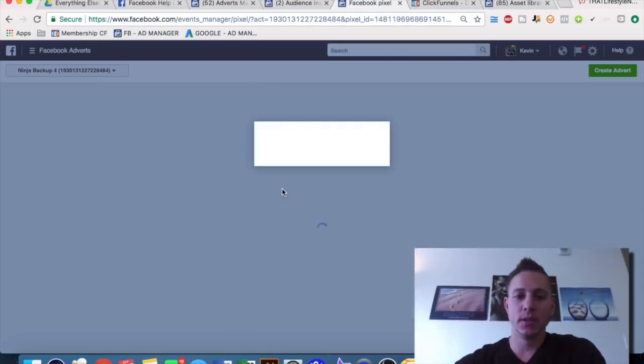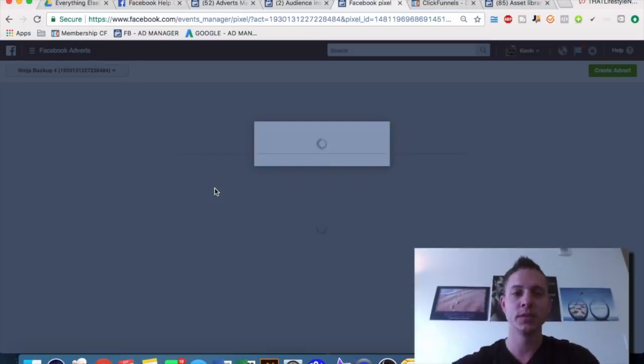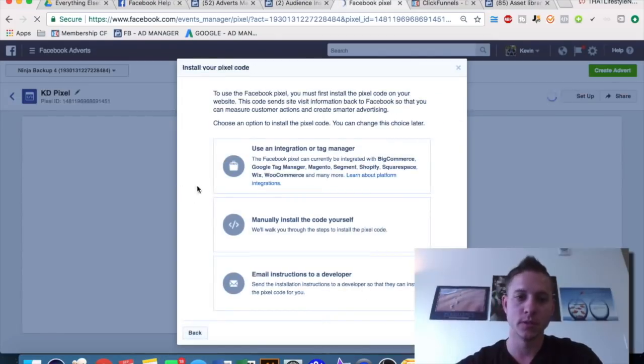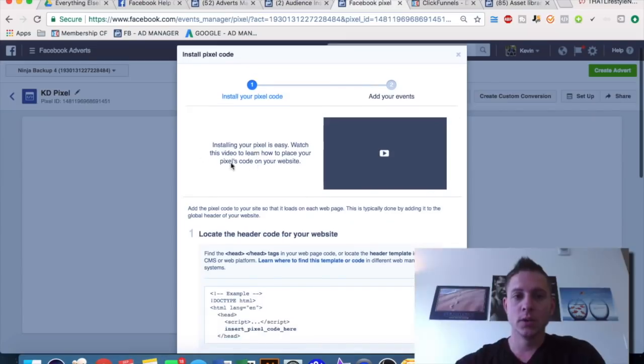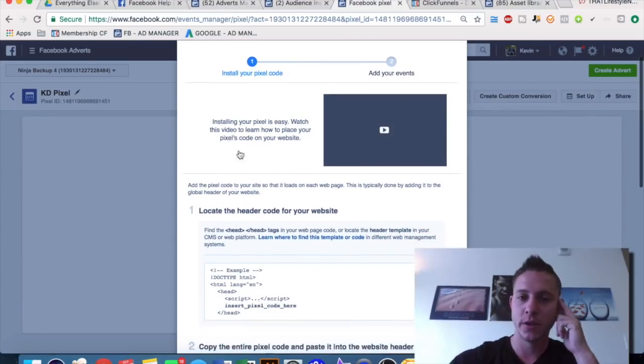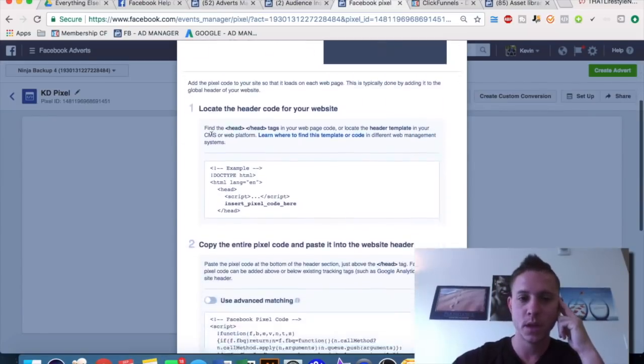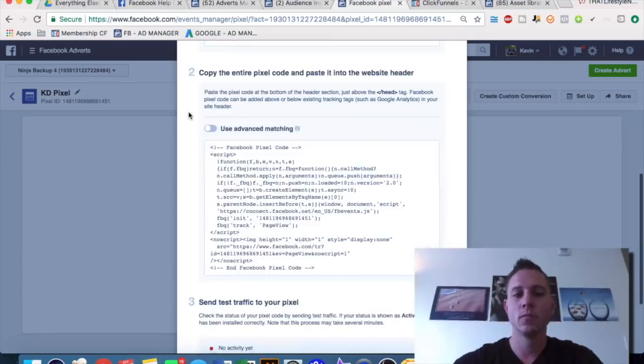So they make it pretty easy to understand, but we're going to go through the elements just to hammer it home, because coding is a little bit more difficult than other things are for most people, including myself, definitely. So this is how it works. They have a little video here if you want to watch it, but I've used Facebook Pixels for years now. Copy the entire pixel code and paste it into the website header.